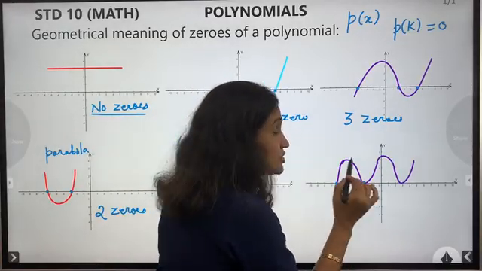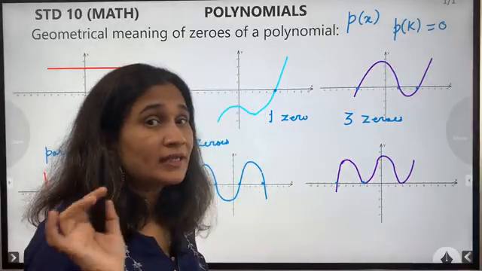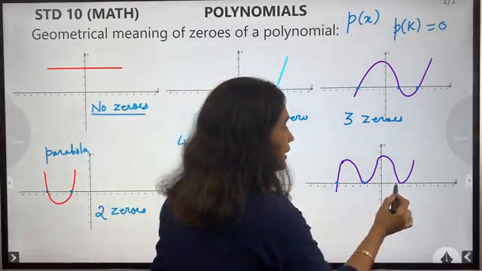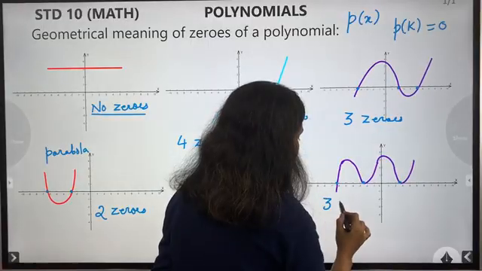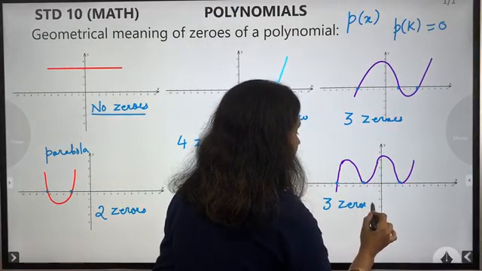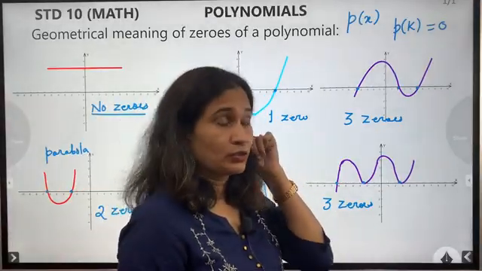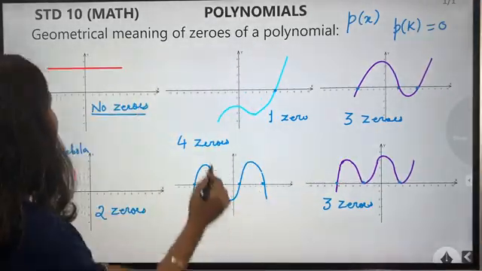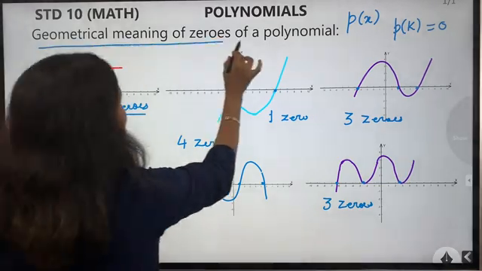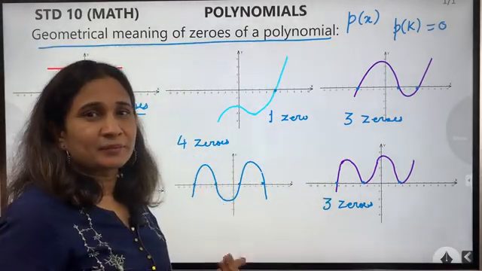Here it is just touching the x-axis. It has not intersected it fully, just touching, and here also. So how many zeros are you going to get over here? You are going to get 3 zeros. So obviously again like this it is going to be a cubic polynomial. So just by looking at the graph, geometrical meaning of the zeros of the polynomial can be understood.